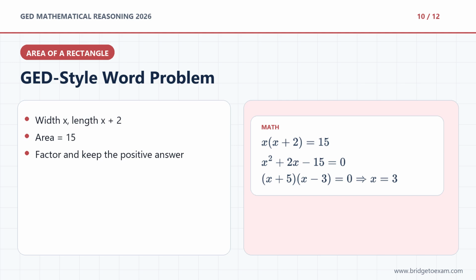Here is a word problem. A rectangle is 2 units longer than it is wide, and its area is 15. Let the width be x. Then x times (x plus 2) equals 15, which becomes x squared plus 2x minus 15 equals 0. This factors into (x plus 5) times (x minus 3). Since width must be positive, x equals 3.